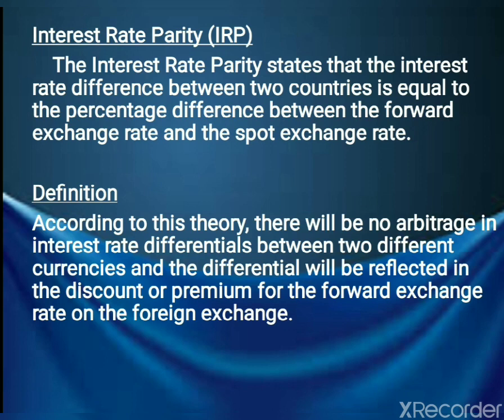It is already said in the meaning itself that here there is no possibility for an arbitrator to gain any profit. It is only because of two facts. One is the interest rate differences, and another one is the percentage differences. Here there exists a parity or an equality between these two aspects, so there is no possibility for gaining any arbitrage.